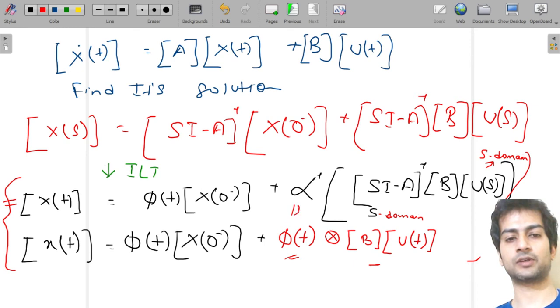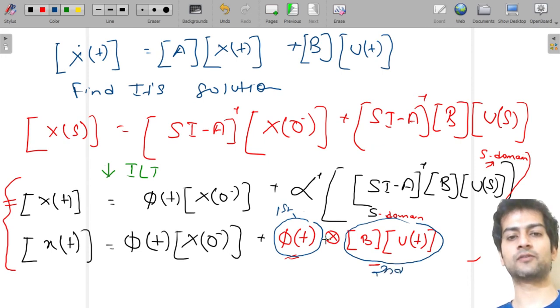So this is our first term, and this is our second term. Then we will take the convolution of both, but here you will find it difficult because solving convolution becomes a tedious task most of the time. So I would prefer not to go for this method.